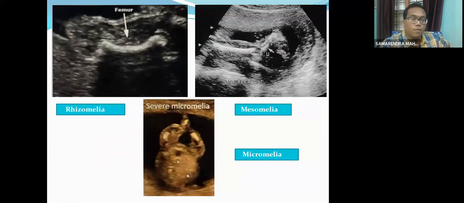So the left upper image, grayscale image, showing a femur which is looking bent and short. This is the proximal part, rhizomelia. The right upper image showing the humerus and the radius and ulna and foot. And note that the length of the radius and ulna is looking disproportionately smaller than that of the humerus. It is a case of mesomelia. And the lower image is showing a case of shortening of the whole limb. It is a case of micromelia.